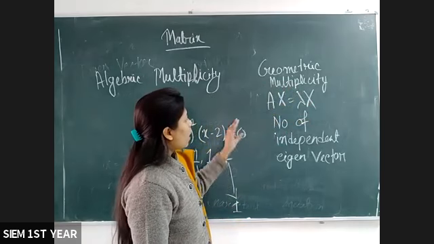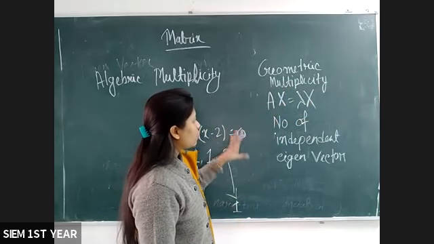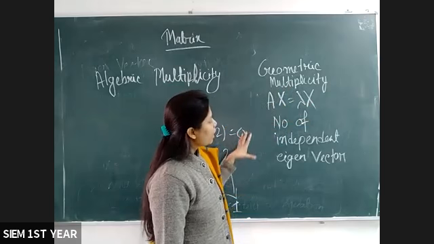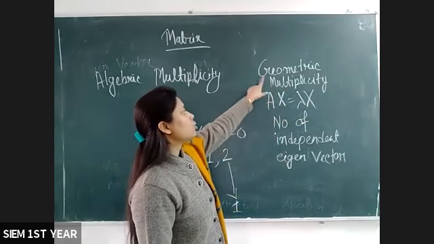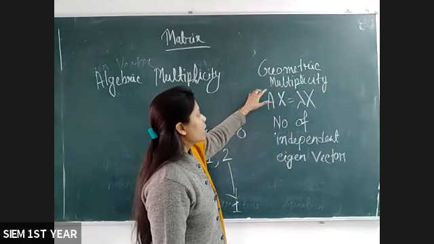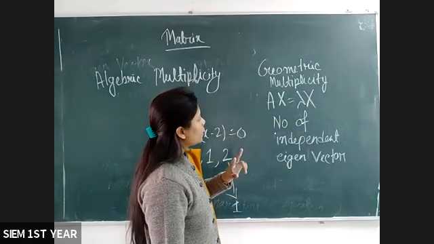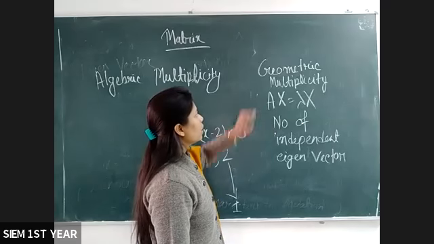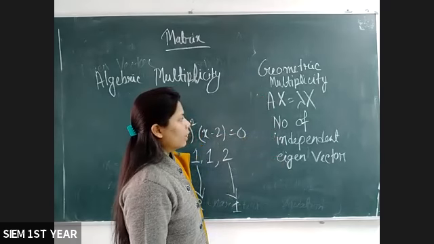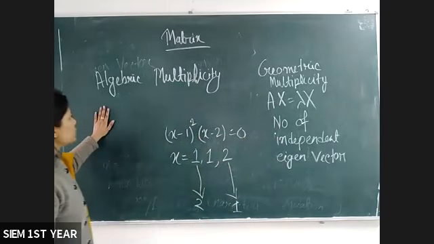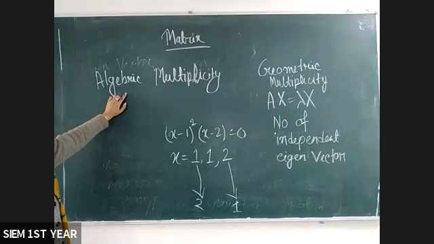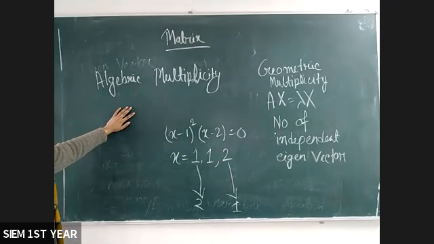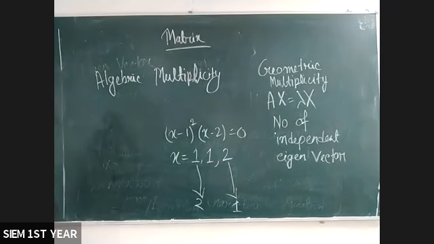From these 3, you have to consider those eigenvectors which are independent. Suppose all three are independent eigenvectors, then geometric multiplicity will be 3. If from these three two are independent, then geometric multiplicity will be 2. If only one is independent, then geometric multiplicity is 1. So this is the concept of algebraic multiplicity and geometric multiplicity. Algebraic multiplicity is related with eigenvalue and geometric multiplicity is related with eigenvector.